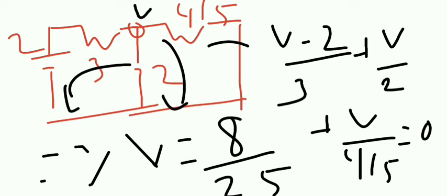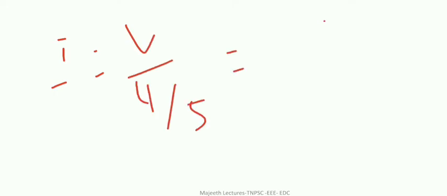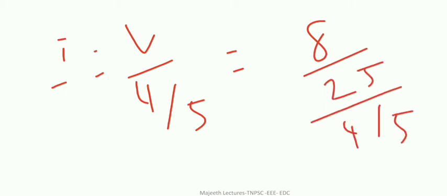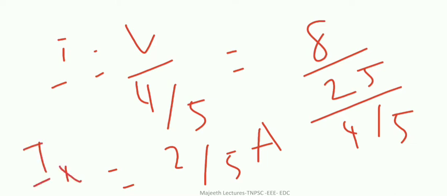What I need is the current through this one, I. So I is equal to this one, right? What is the current flowing through this 4 by 5? V by 4 by 5. V is equal to 8 by 25. So I is equal to V by 4 by 5, that is 8 by 25 divided by 4 by 5, which is equal to 2 by 5 ampere. So I Norton or I short circuit is equal to 2 by 5 ampere.